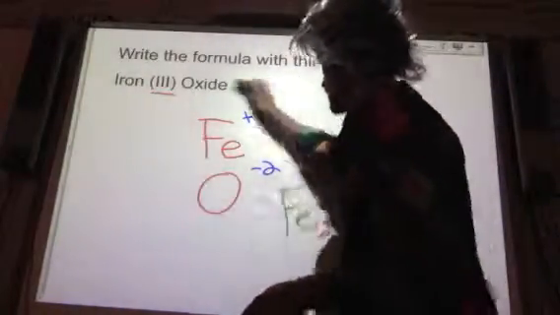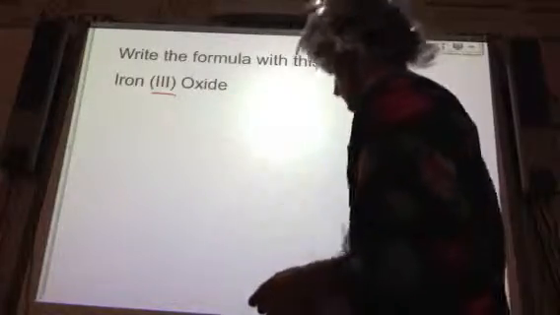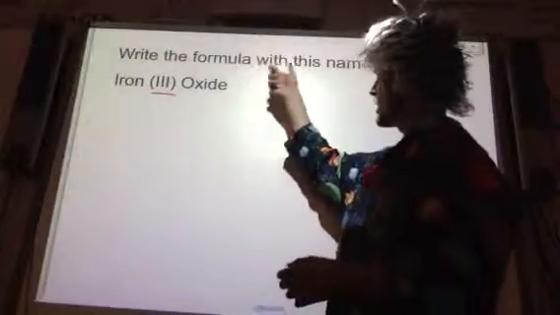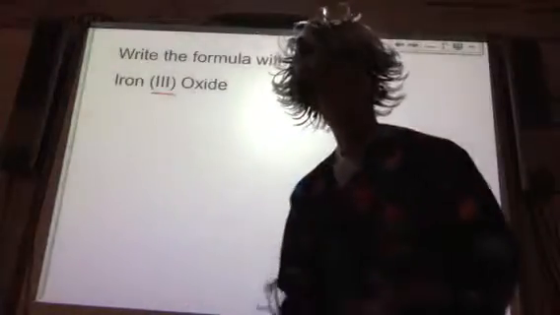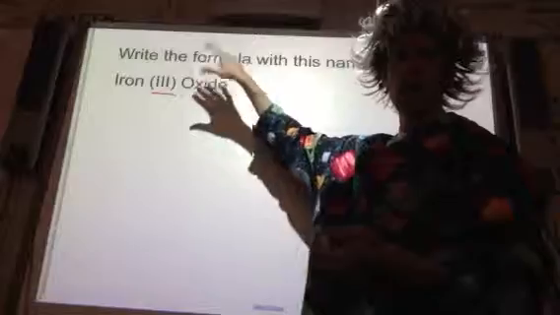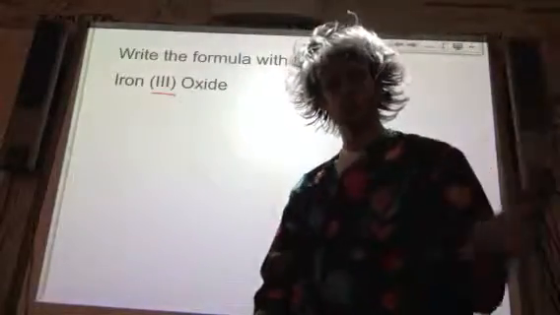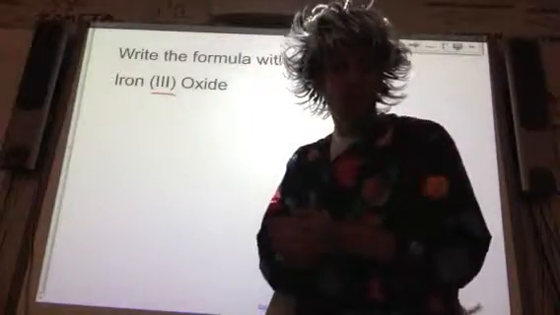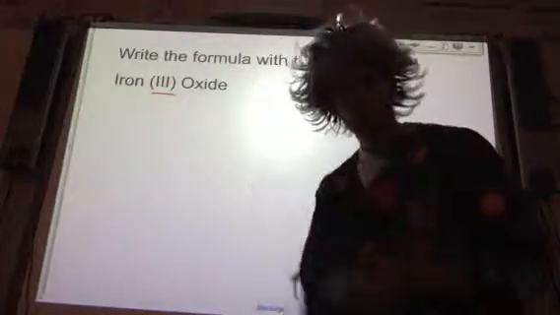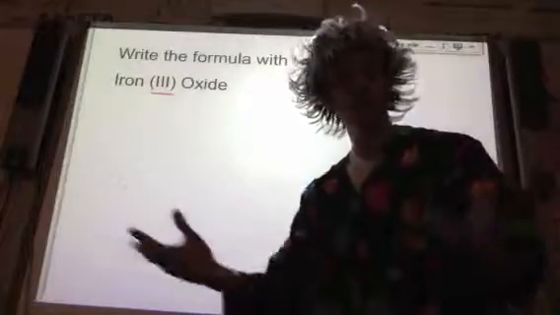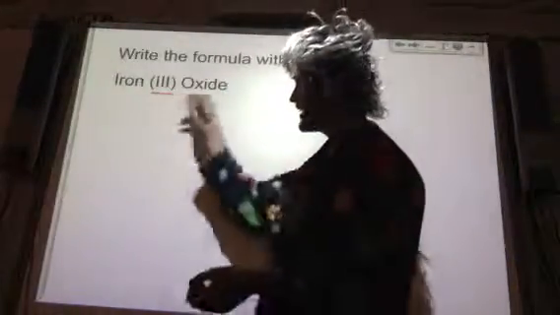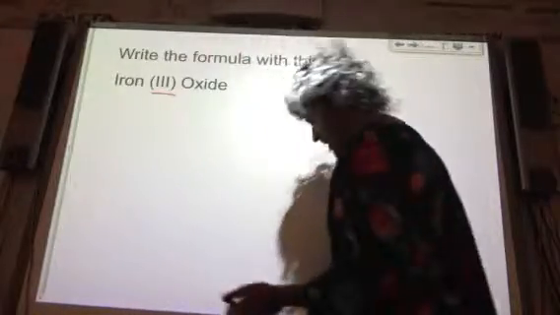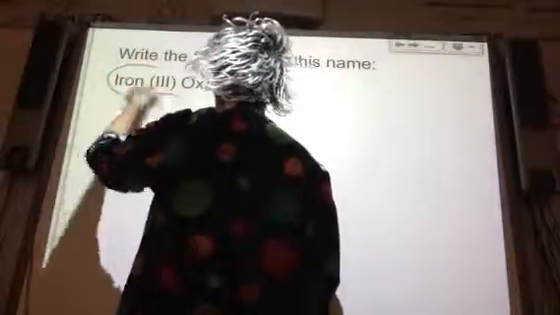Okay. So, let's try this one. Write the formula with this name. We're going the opposite direction this time. Before, we started with the formula and wrote the name; now we're going to have the name to write the formula. This way is actually probably a little bit easier to figure out. So, step 1 is to write the metal's name. Now, iron and oxygen. The iron is always written first. So obviously, iron is the metal.